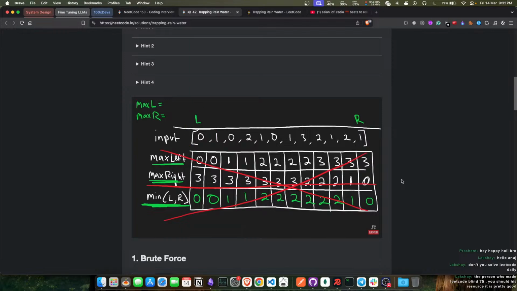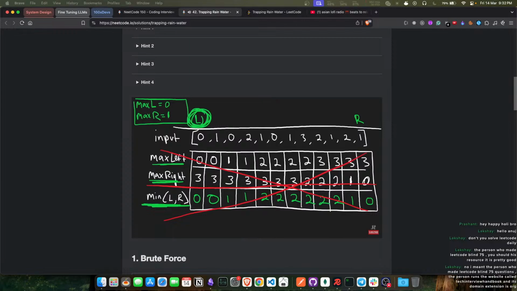So you can see left is initially 0. So the max so far on the left is 0. You can see right is initially 1. So the max on the right so far is 1. So now we are going to have to update our pointer. Now, which pointer are we going to shift? We're going to take the one that has the smaller max value. So right now you can see max left has 0, max right has 1. So we're going to shift the smaller one, which is left. So we're going to take our left pointer and shift it. So now our left pointer is over here.